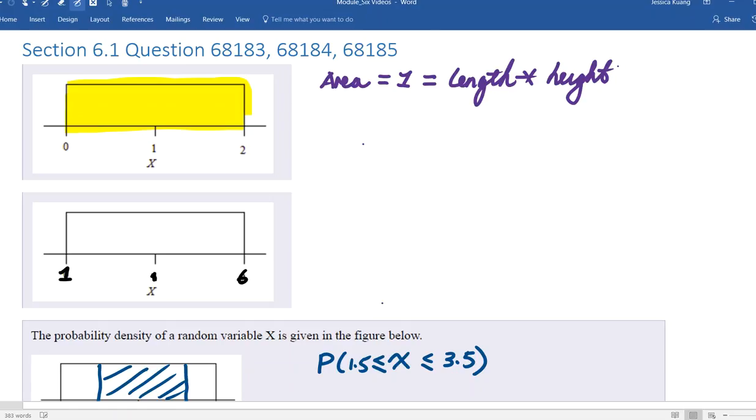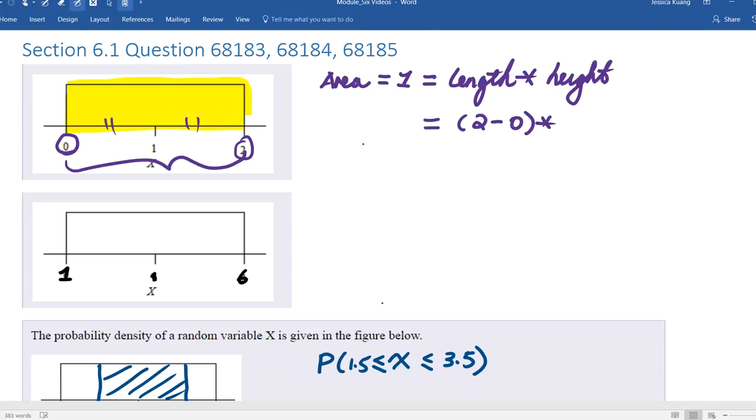And what is the length at the bottom? Well, we could count it as 1, 2. But in general, how do we come up with a formula for the length? It will be the upper bound minus the lower bound. So we will have 2 minus 0, which should equal 2.